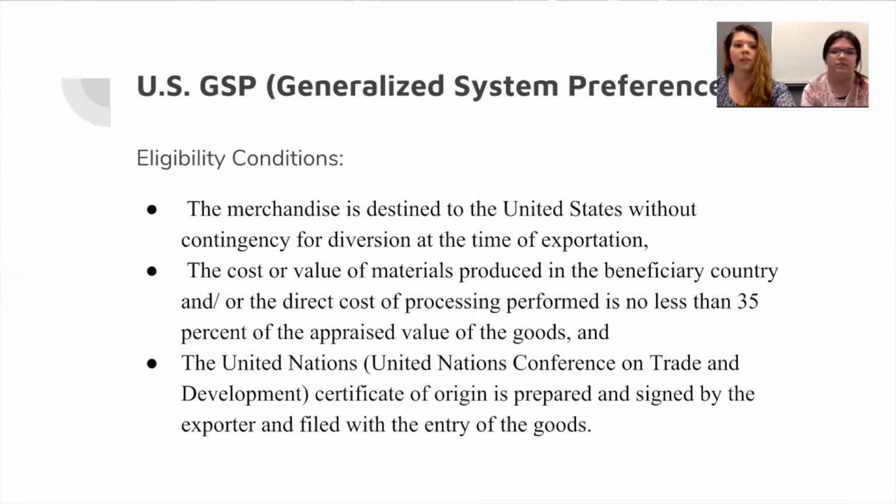So the eligibility conditions: the merchandise is destined to the United States without contingency for diversion at the time of exportation. The cost or value of materials produced in the beneficiary country and or the direct cost of processing performed is no less than 35% of the appraised value of the goods, and the United Nations certificate of origin is prepared and signed by the exporter and filed with the entry of the goods.